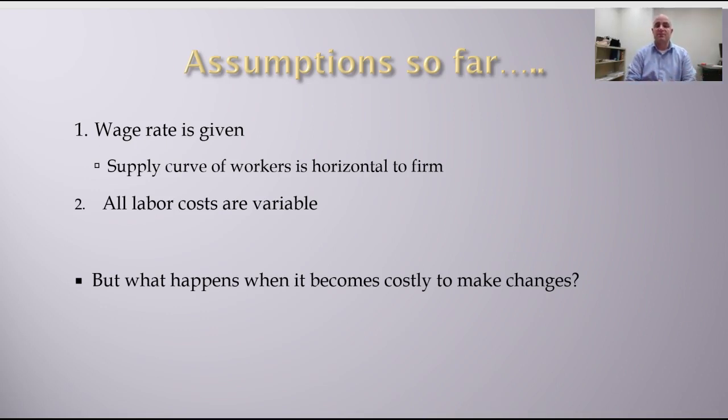So far, we have made a couple of assumptions. First, we have assumed that the wage is given. The wage gets determined by the market, and when that's the case, each firm takes that wage as given. So no matter how many people they employ, they pay them the same wage. This is a horizontal supply curve to the firm. We've also assumed that all labor costs are variable. But what happens when it becomes costly to make changes, to hire, to fire, and so forth? What if it's more than is on the surface?